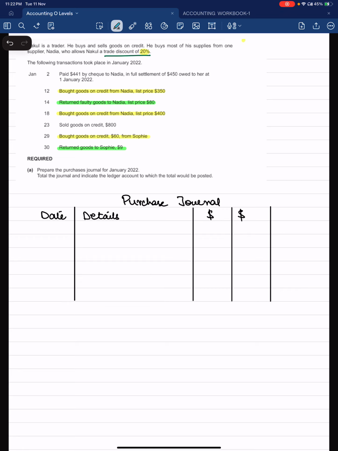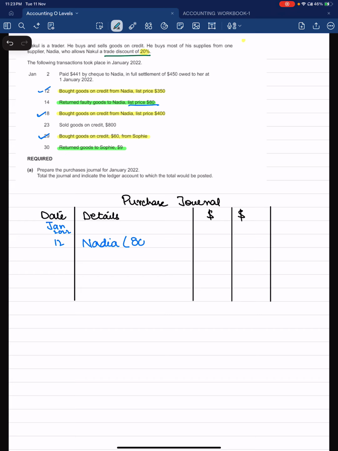Now our first transaction is bought goods on credit from Nadia. 18th को again bought goods on credit from Nadia and 29th को bought goods on credit from Sophie. There are three transactions. Okay. In the month of January, and they have told us the year as well, 2022. 12th January को we have purchased goods from Nadia, and there is a word trade discount. There is a word list price. List price means कि it must be deducted. यानी इसमें ट्रेड डिस्काउंट डिडक्ट होगा.